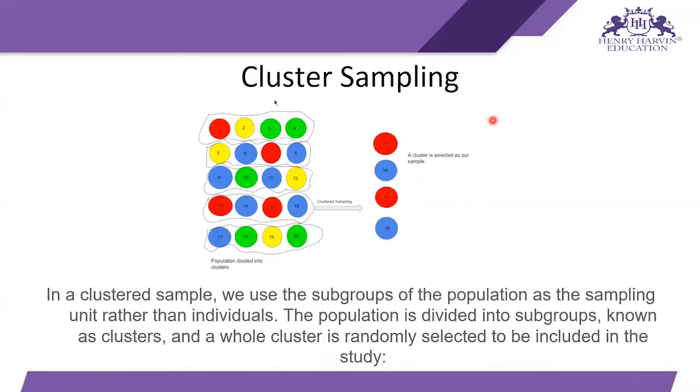Next comes cluster sampling. As I have these 20 sample points and I make these clusters, I just take any one of these clusters. In a cluster sample we use the subgroups of the population as the sampling unit rather than individuals. The population is divided into subgroups known as clusters, and the whole cluster is randomly selected to be included in the study. So we just select any of the sub-clusters from this total data set. So this is all about cluster sampling.